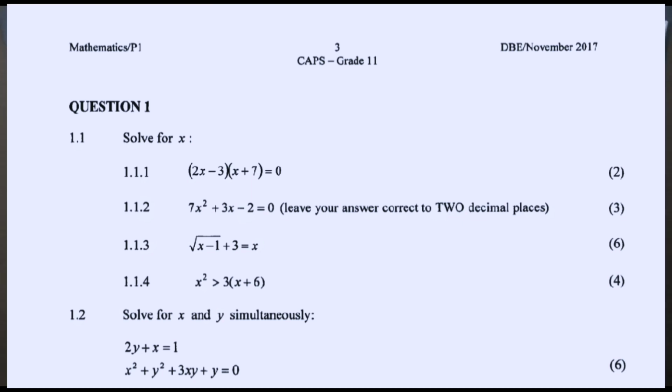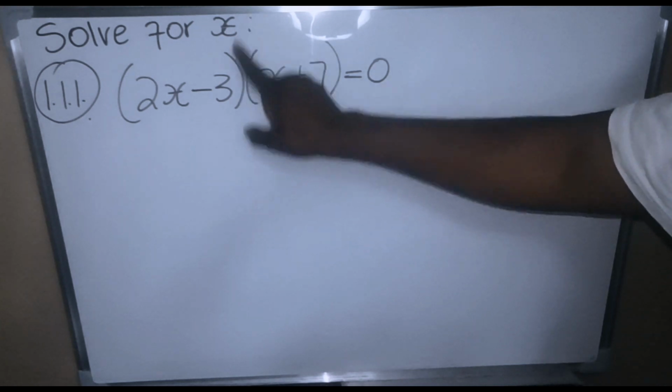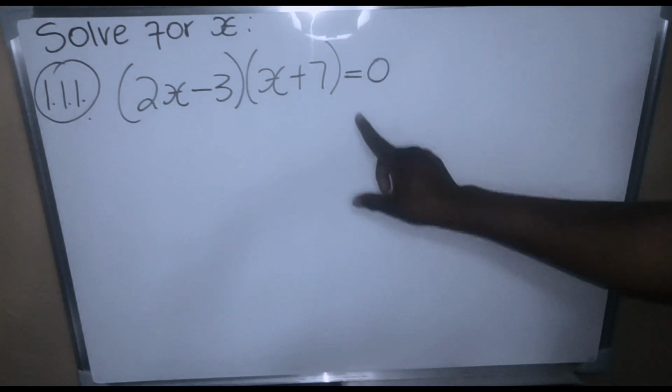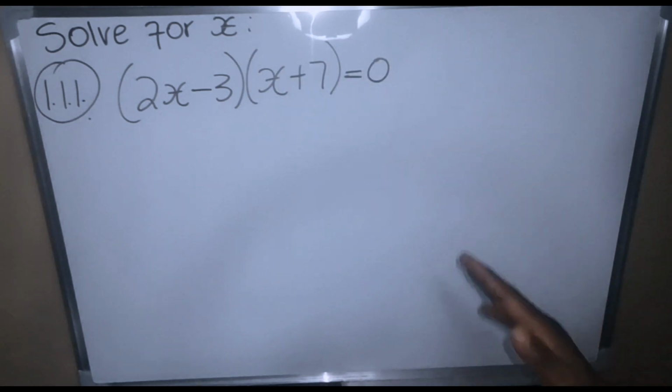As we're preparing for final examinations, we are looking at this question paper of 2017 Grade 11 November examination, Mathematics Paper 1, solve for x, 1.1.1. Let us just start. Now we've got (2x - 3)(x + 7) = 0. Solve for x.